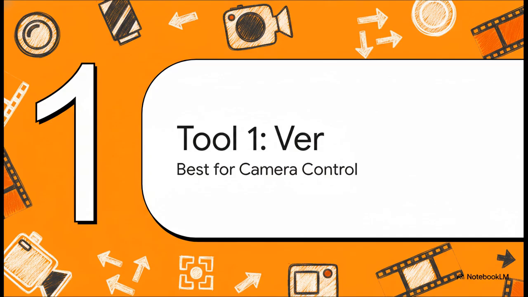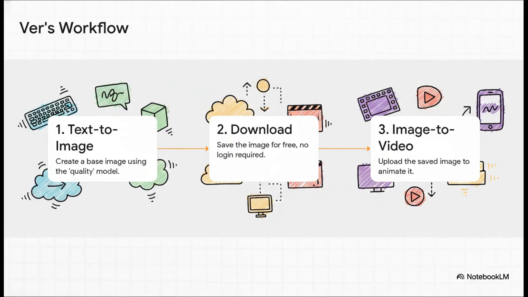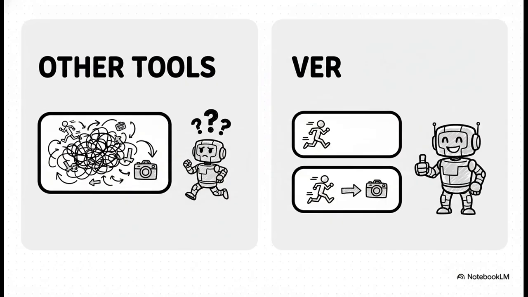And what makes this one special, even compared to some paid tools, is its incredible level of camera control. The workflow is just refreshingly simple. You start by generating an image from a text prompt. Just make sure you select the quality model. Now, you'll probably notice the output has that common 3D render look, but here's the best part. You can download that image and move on to the video step without any fees, without even needing to log in.